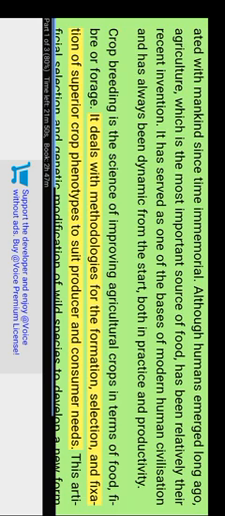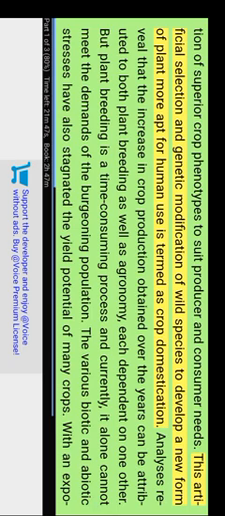Crop breeding is the science of improving agricultural crops in terms of food, fiber, or forage. It deals with methodologies for the formation, selection, and fixation of superior crop phenotypes to suit producer and consumer needs. This artificial selection and genetic modification of wild species to develop a new form of plant more apt for human use is termed as crop domestication.